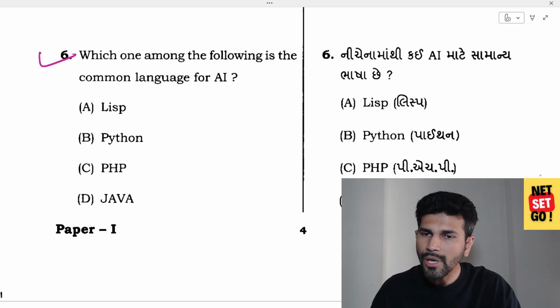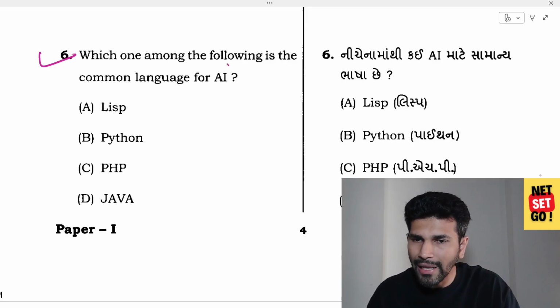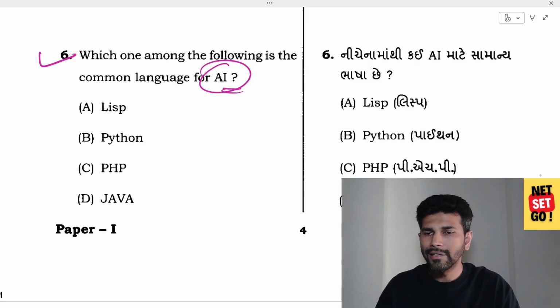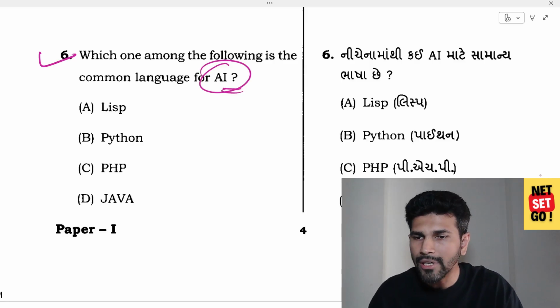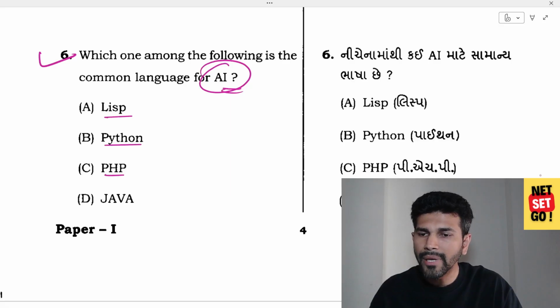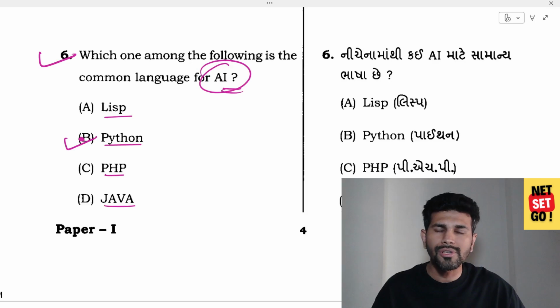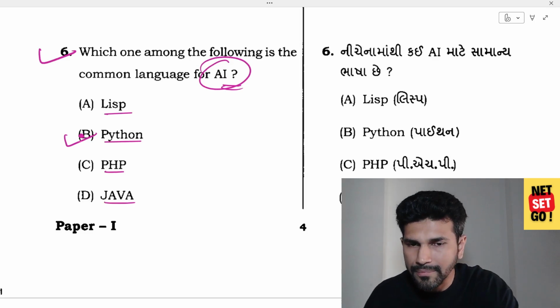Question number 6. Which among the following is the common language for AI? Lisp, Python, PHP or Java? Option B is correct answer. Widely used AI language is Python.